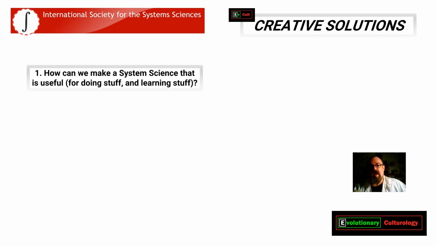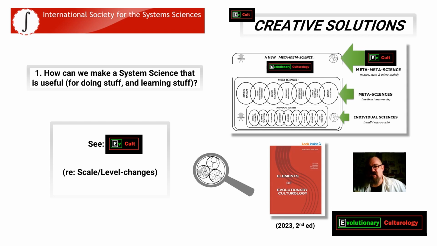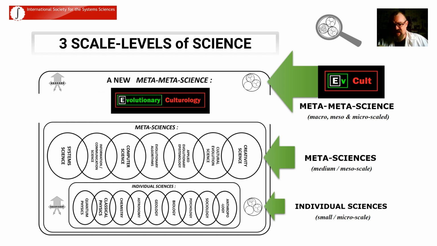Question 1. How can we make a system science that is useful for doing stuff and learning stuff? See Ev Cult regarding the scale and level changes of the units. So there's your 3 scale levels. More on that in that book, Elements of Ev Cult. There's your 3 scale levels again. On the left in the middle there is system science, one of the meta sciences. Next.